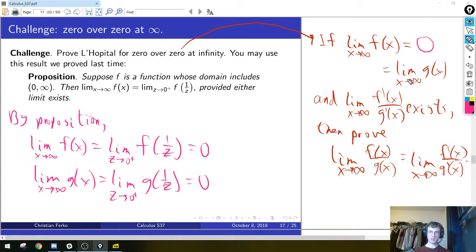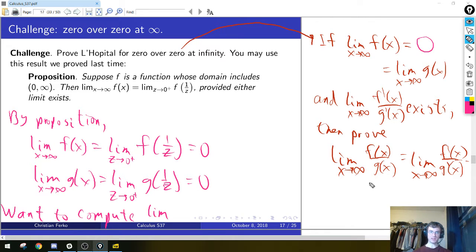Now, the limit we're trying to calculate is this one, right? We want to calculate this limit and show it's equal to this. So why don't we start by writing down the limit we want to compute. So we want to compute this limit.